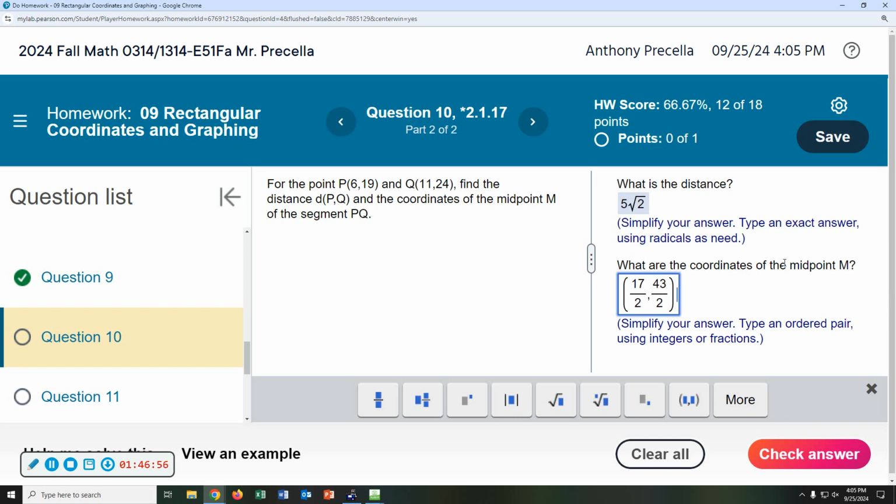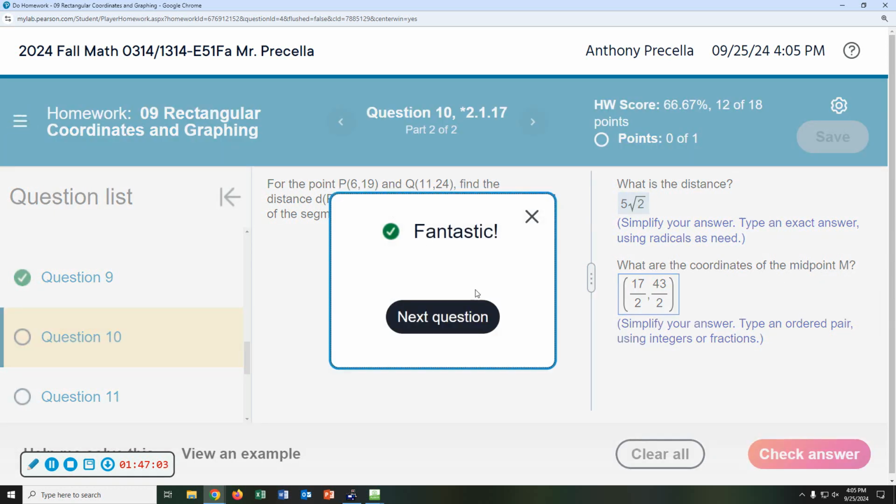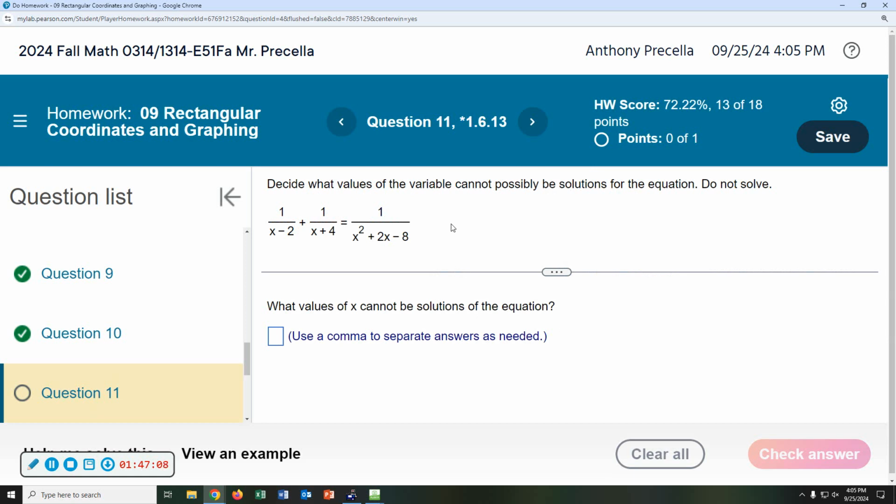So, starting with number 11, it's all old stuff, the first stuff from solving. Remember these? What numbers can't possibly be solutions? When are fractions undefined? What could x not equal here? Positive 2. When the denominator's 0. What about this one? Negative 4. Okay, so work on that.